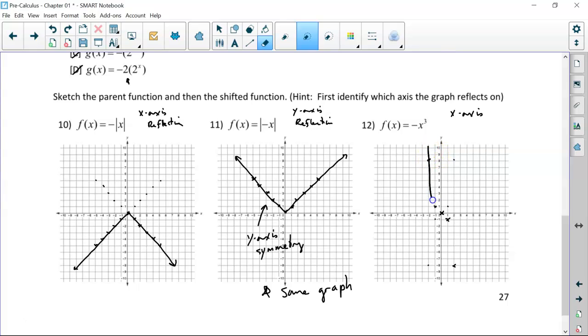So this is our graph. That's that x-axis reflection. We reflected it along the x-axis. We flip all the points from the bottom to the top and the top to the bottom. Let's see a couple more examples of this.